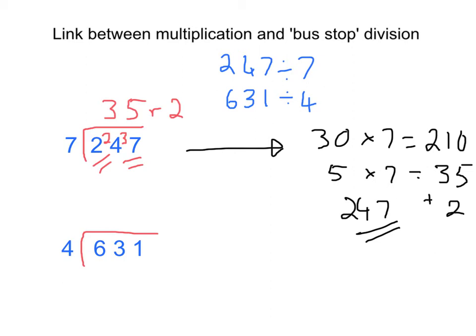Okay, so let's have a look. So here you'd be saying, well, how many 4s go into 6? Well, actually there is one that would go in there, and then that would leave a remainder of 2. So I'll be saying to myself now, well, how many 4s go into 23?